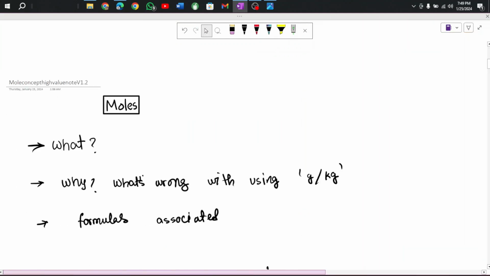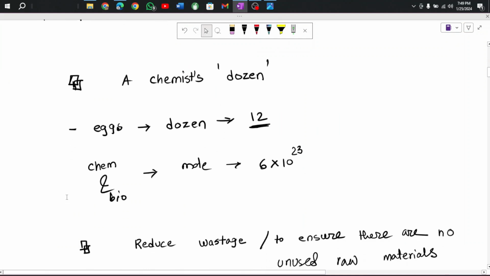It's on the internet. Okay, first things first. A mole is a chemist's dozen. Simply put, it is a chemist's dozen. What do I mean by that?